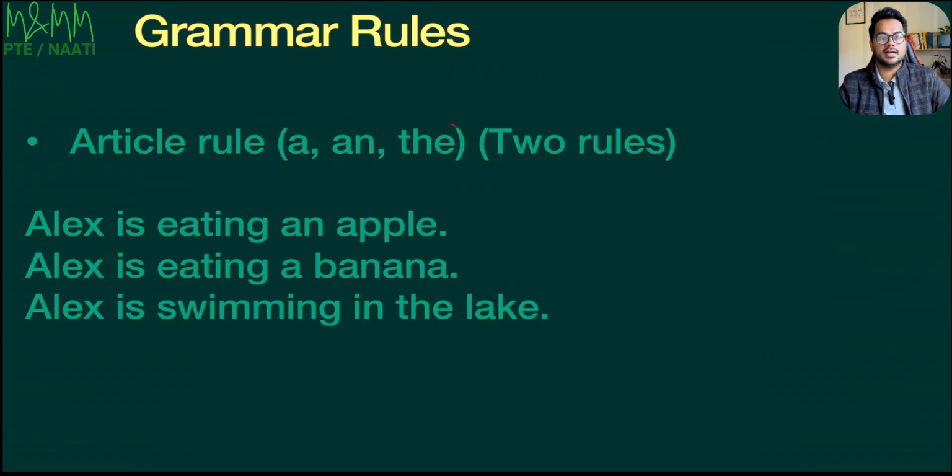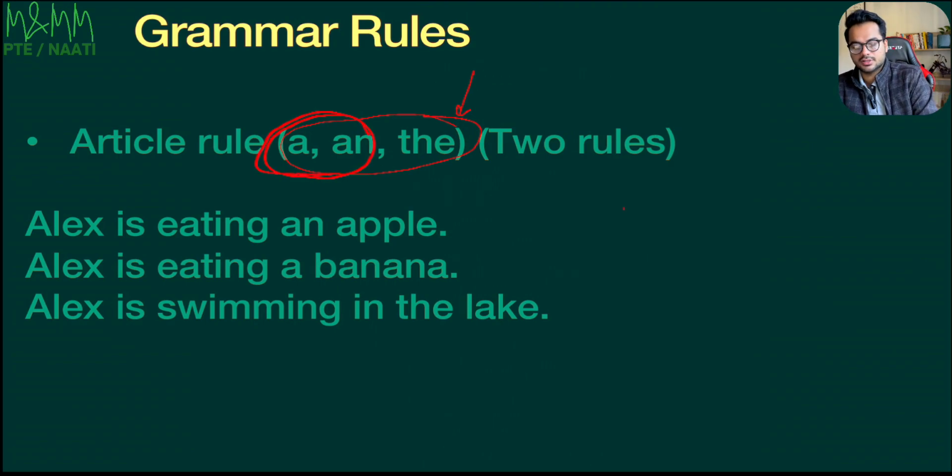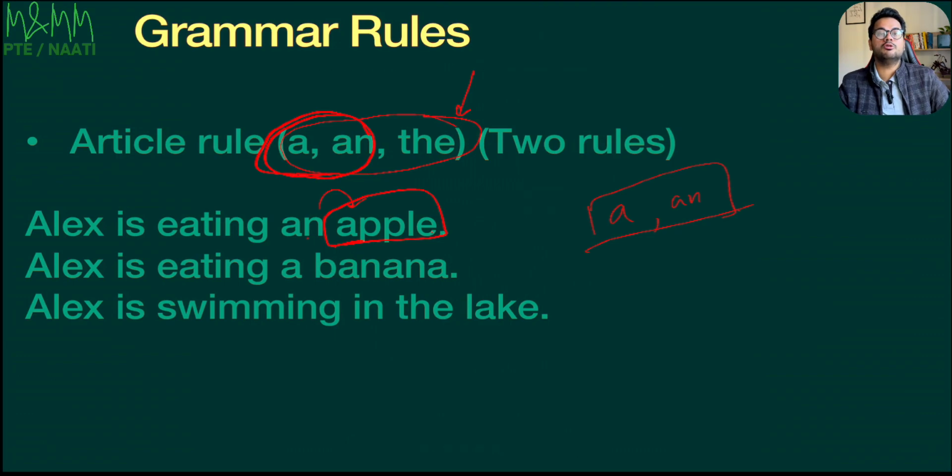Next one, it's the article rule. So there are two rules for these articles. Now we know what articles are: a, an and the. Now the rule says, if you see these a or an articles, first of all, this will help you to eliminate options based on what those words sound like. If they said "Alex is eating an dash," now because it's "an," we know the next word has to be a vowel sound. What's a vowel sound? Any sounds that have A, E, I, O, U.